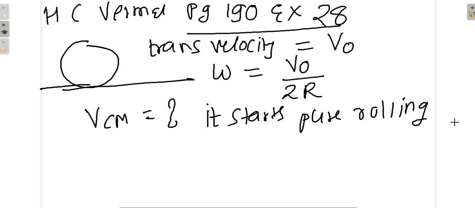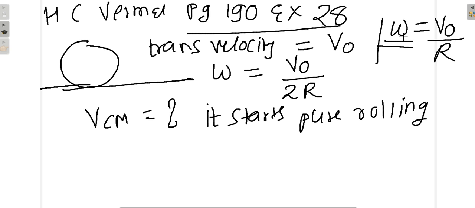What is the desired condition for pure rolling? The desired condition for pure rolling is that omega should have been, in the beginning, v naught upon r. Had omega been v naught upon r, the body would have started pure rolling immediately. But omega is v naught upon 2r, which is less than this desired value. The desired value of omega for pure rolling is v naught upon r, whereas the actual value of omega is v naught upon 2r, which is less than the desired value. And that is why the body will not have a pure rolling motion.